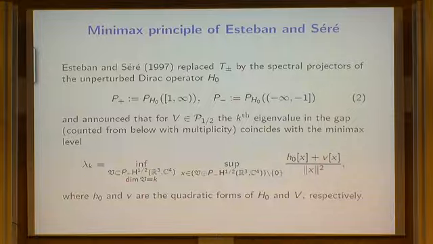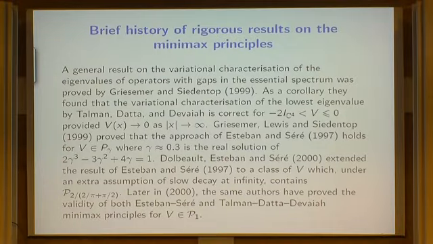So you do the same thing as physicists did, but now you say in which spaces you work, you replace the projections, and it was claimed that the results are correct. So then there was a brief period of time when the proofs came. The brief history of rigorous results on minimax principles.